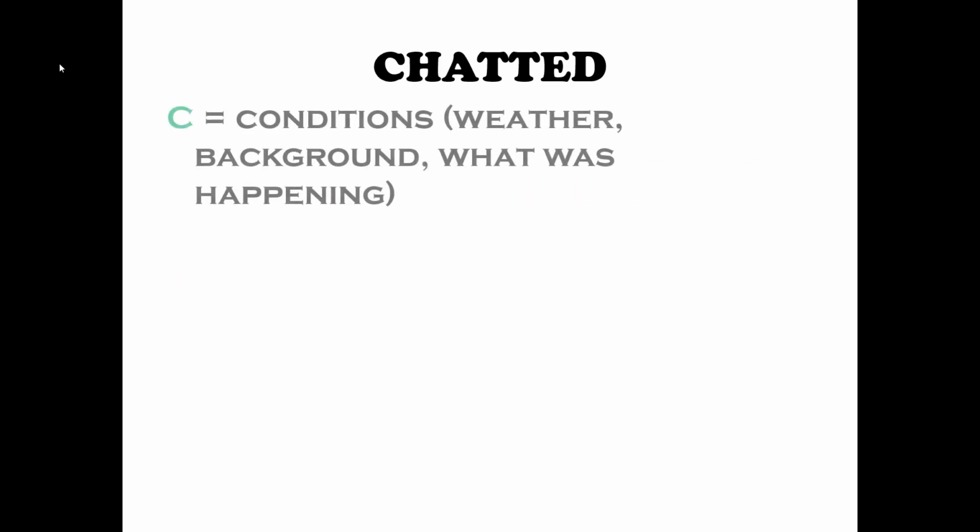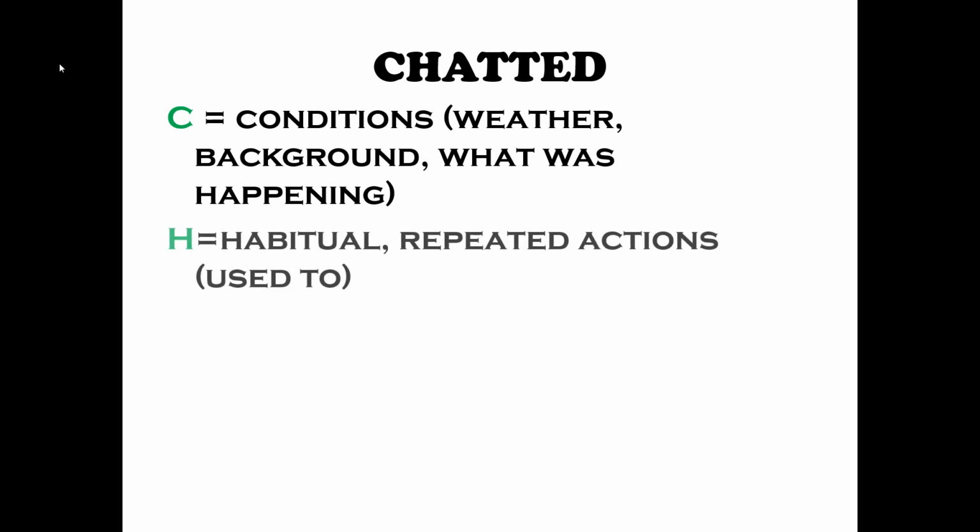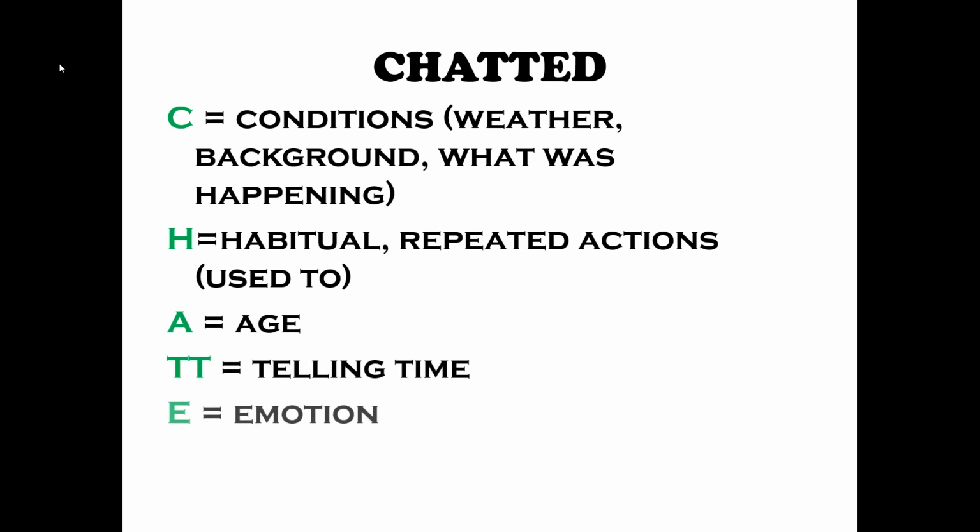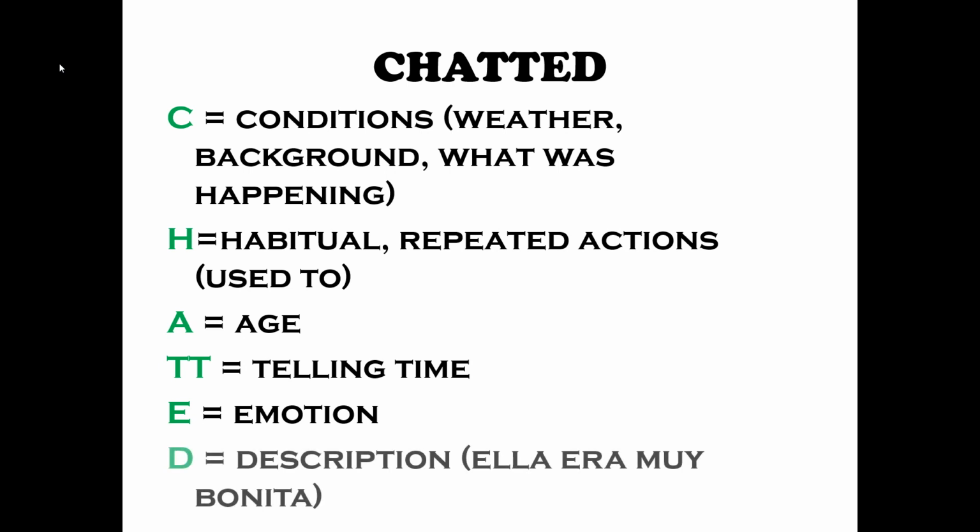We also have this mnemonic device, CHATTED, to help us remember some of the uses of the imperfecto. So I put it in green here. The C is for background conditions. The H is for habitual repeated actions. The A is for age. The TT is for telling time. The E is for emotion. Again, most of the time, for how you were feeling all day long. And D for a description.